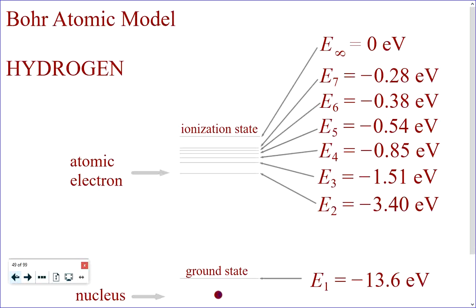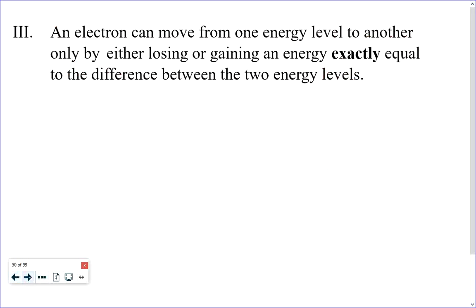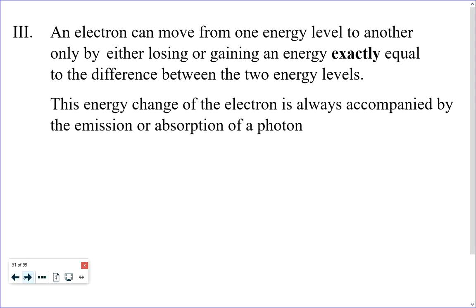So that leads us to the final idea. An electron can move from one energy level to another as long as it loses the difference between those two energies or gains the difference between them. And there's going to be a little exception to this later, but the energy change is always accompanied by the emission or absorption of a photon.